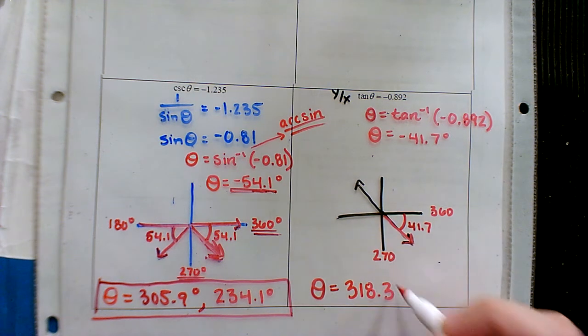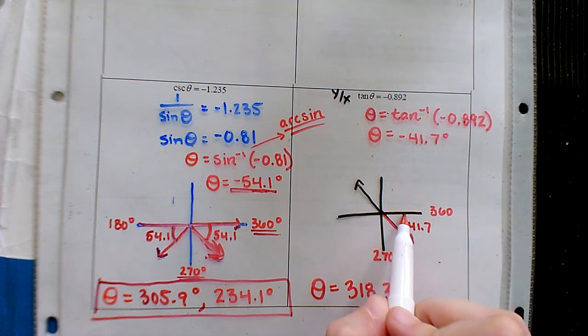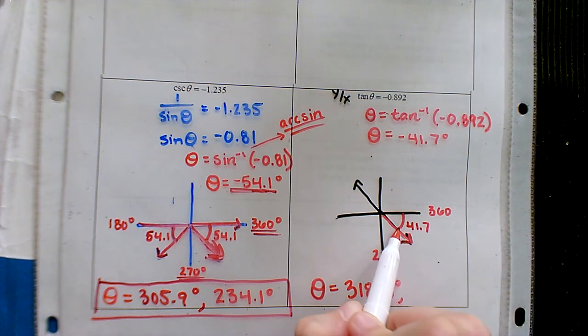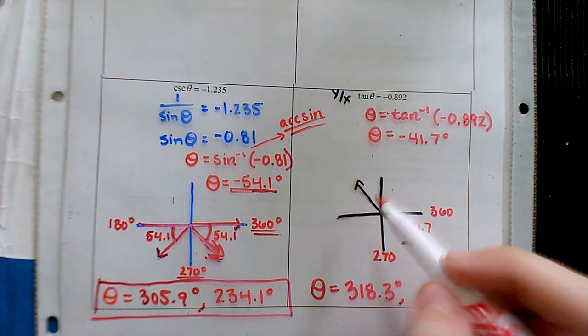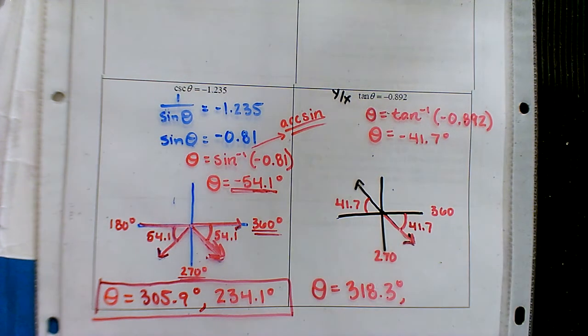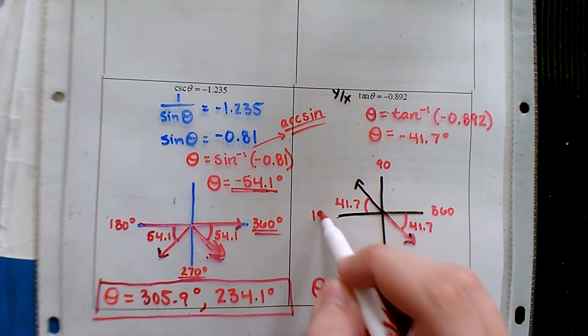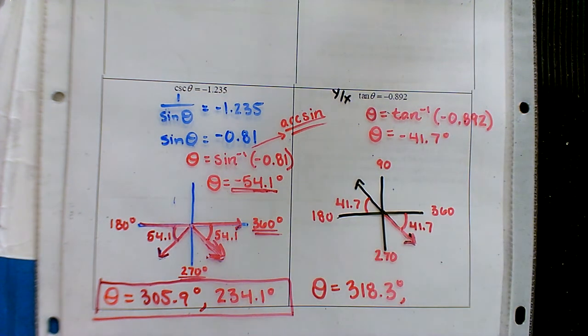318.3. You got it. We'll go backwards from 360. All right, now we got to figure out the one in quadrant 2. If this reference angle was 41.7, then the reference angle in quadrant 2 is also 41.7. We have all this symmetry and connections going on. So if we're in quadrant 2, we need something between 90 and 180.